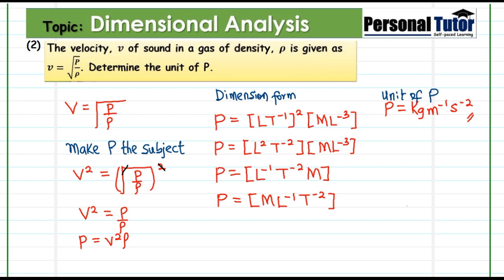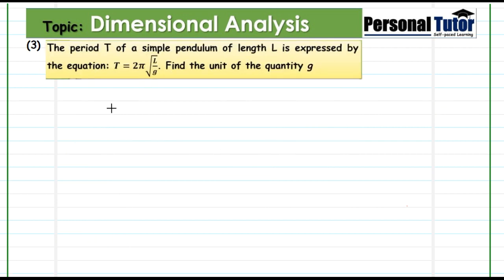Let's move to the third example. It reads, the period T of a simple pendulum of length L is expressed by the equation T equals 2 pi square root of L over G. Find the unit of the quantity G. Okay, so that is the equation. T equals 2 pi and L on G, all under square root.